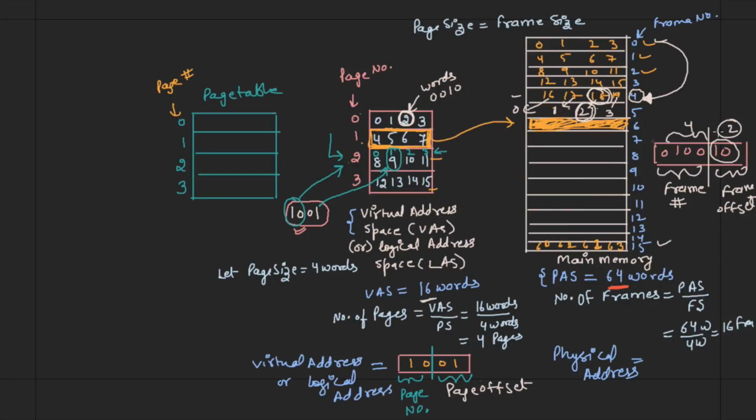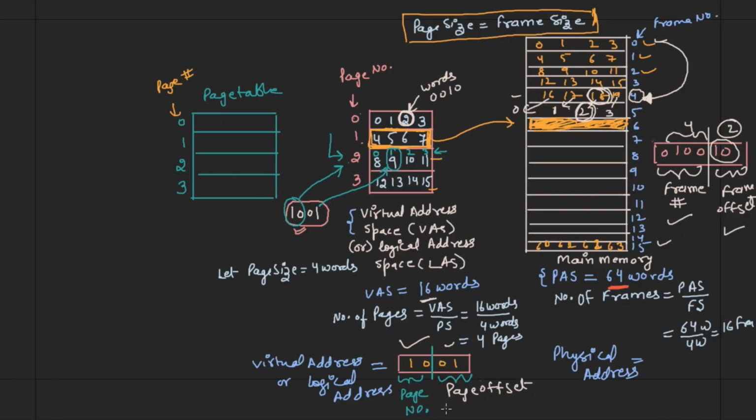So you can see the entire physical address can be broken down into 2 parts. Number 1 is a frame number, and second one is a frame offset. In the same way, the entire virtual address can be broken down into 2 parts. Number 1 is a page number, and second one is a page offset. Okay, now you can clearly see the page size is equal to the frame size.